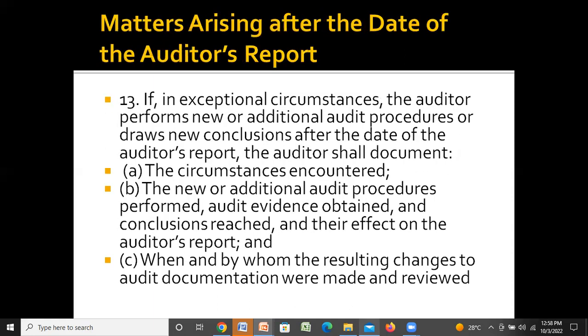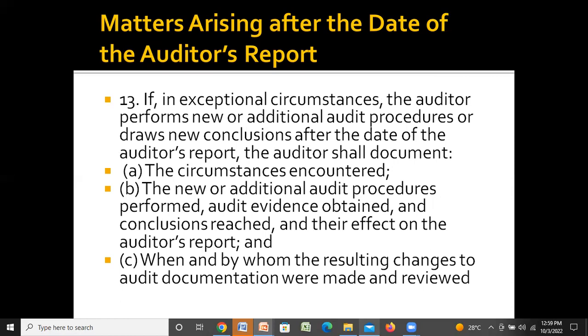Paragraph 13 talks about matters arising after the date of the auditor's report. Paragraph 13: If in exceptional circumstances, the auditor performs new or additional audit procedures or draws new conclusions after the date of the auditor's report, the auditor shall document the circumstances encountered.